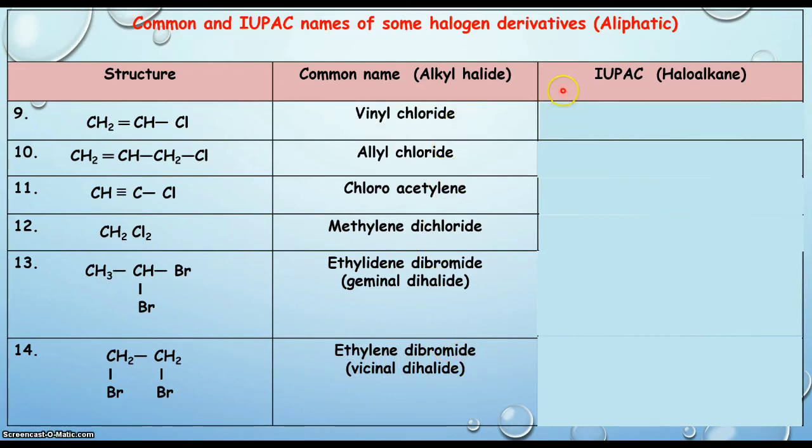Let us continue with the IUPAC names of the same structures. Now in this first structure, chlorine is bonded to this carbon atom. So this carbon atom will be carbon number 1. As there is a double bond present in it, this structure name is ethene. But chlorine is attached to the first carbon atom. Therefore the IUPAC name of this structure is 1-chloroethene.